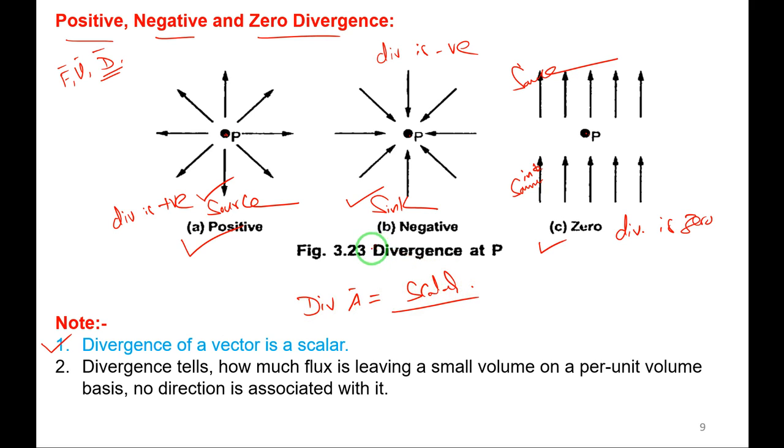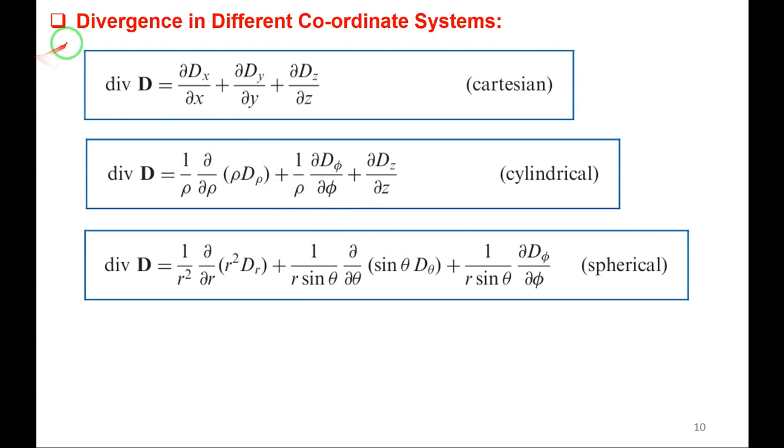Then we'll see how to calculate the divergence in different coordinate systems. Already we know the divergence of the D vector in the Cartesian or rectangular coordinate system: the variation of flux in the x direction, y direction, and z direction, that is, dou by dou x of Dx plus dou by dou y of Dy plus dou by dou z of Dz. This is in the Cartesian system. Similarly, the variation can be explained in other coordinate systems also, that is cylindrical and spherical. We can observe the divergence formula in the cylindrical coordinate system.